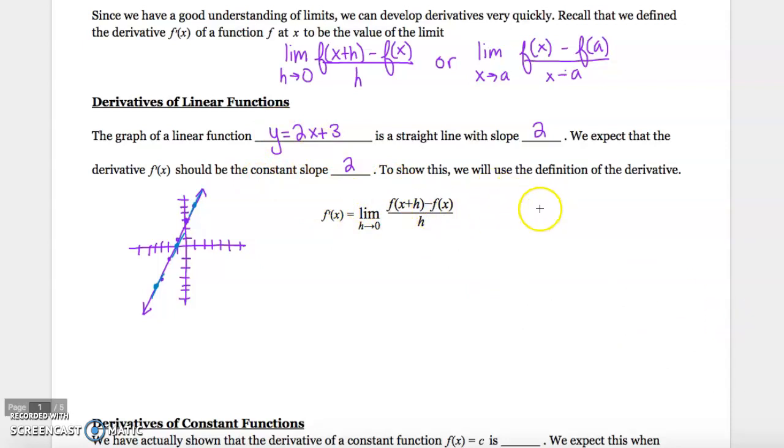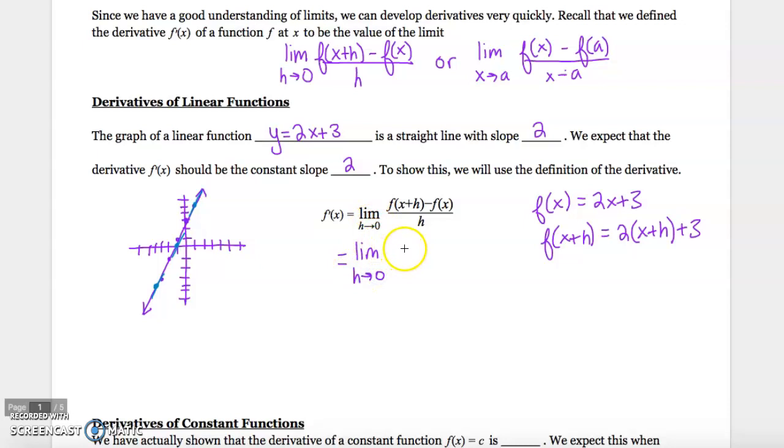All right, so again, to use this, we define f of x is 2x plus 3, and then f of x plus h would be 2 times x plus h, plus 3. So I'm going to show you that we should get out our derivative, our slope of 2. And then this limit notation should follow all the way down. So limit as h approaches 0 of f of x plus h, so 2 times x plus h plus 3, minus parentheses, the 2x plus 3, all over h.